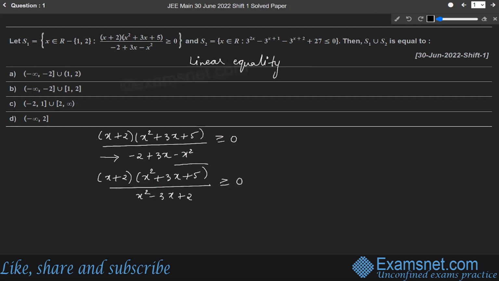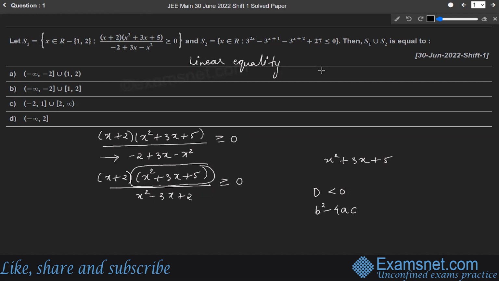Now, what is this expression? It is x square plus 3x plus 5. If we find the value of D, its value is not 0, it is less than 0. It means that we can ignore this quadratic term. Now, what is D? D is b square minus 4ac.